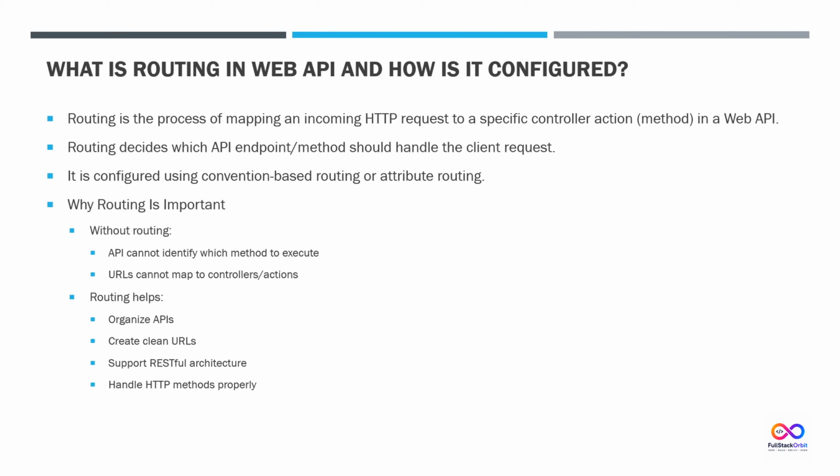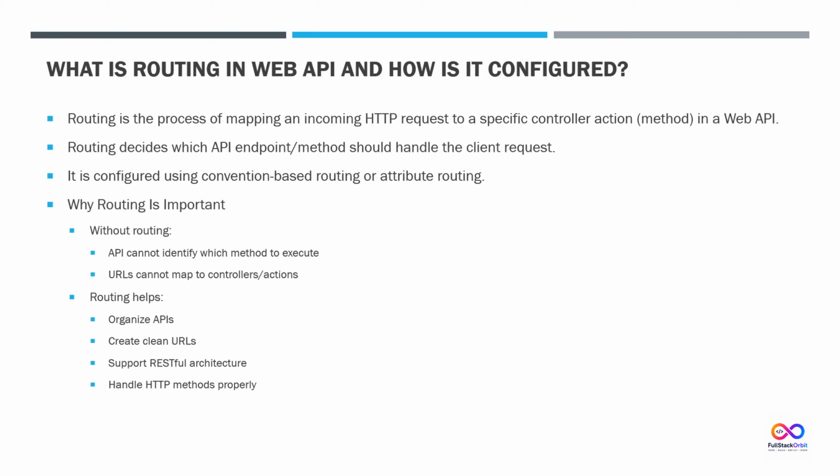Routing is the process of mapping an incoming HTTP request to a specific controller, action, or method. In simple words, when a client sends a request, routing helps the API to identify which controller and which action method should handle the request. For example, if a request comes to API/employee/101, routing determines exactly where the request should go and which code should execute.